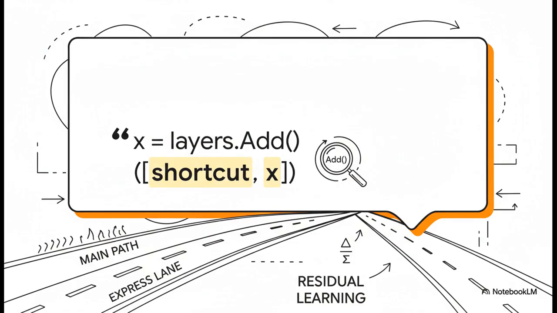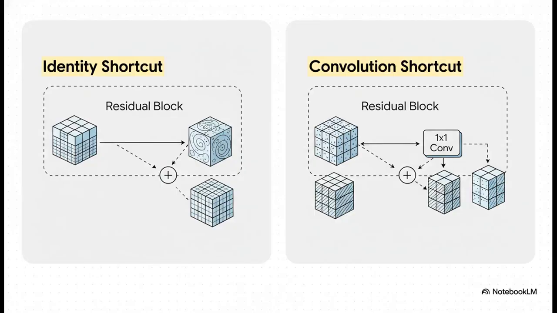See, by adding the original input back, the network no longer has to learn the entire transformation from scratch. Instead, it only has to learn the residual, just the small change or the difference that the main path needed to apply. And it's way, way easier for a network to learn small adjustments than it is to learn a whole new function.